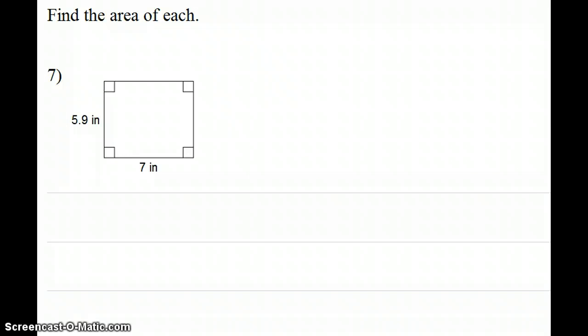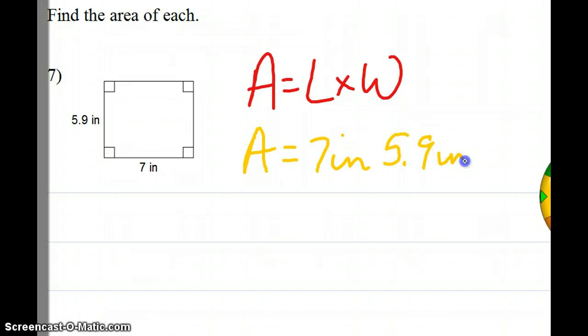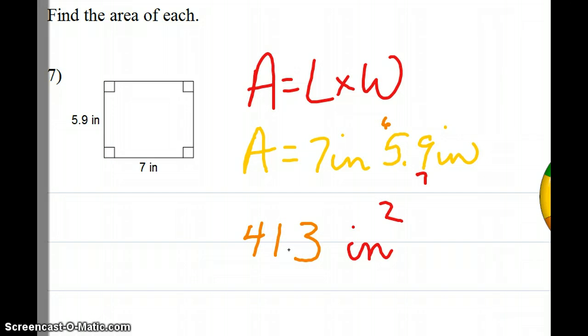Next, I just want to remind you again about some geometry skills. How do you find an area of a figure? If the area is a box, you just take length times width. So the length of this box is 7 inches. The width is 5.9. When we punch that on the calculator, we will get inches squared as our units. Sometimes we call those square inches. So if we punch 7 times 5.9, we'll get, check my math here, I think 41.3 inches squared would be your final answer.